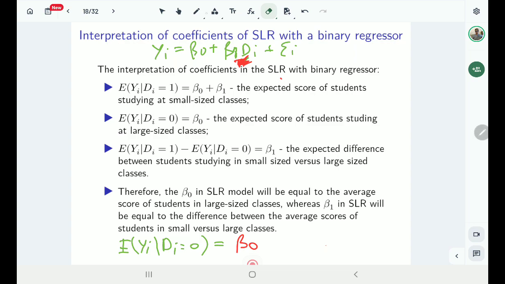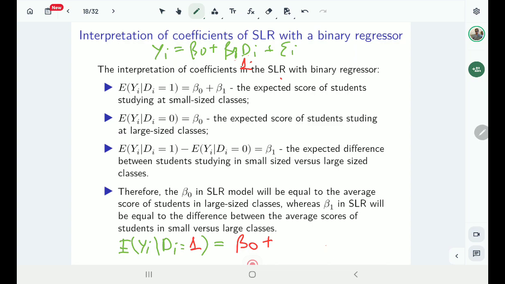And now let's set the d variable, the class size variable, to 1, so to small class sizes. If you set the d_i variable to 1 here, your regression is going to be equal to this expectation. Take the expectation of both sides. You know that the expectation of a constant parameter is basically equal to the constant.